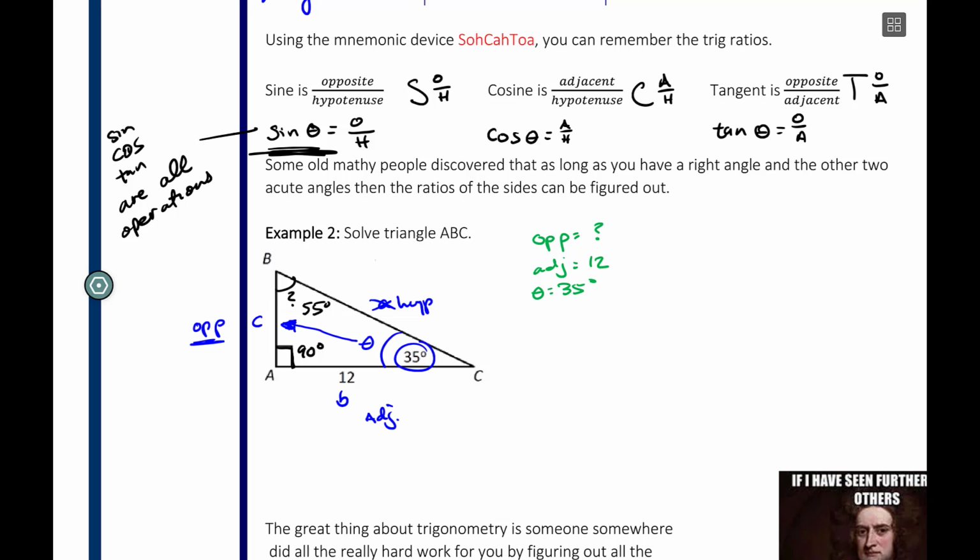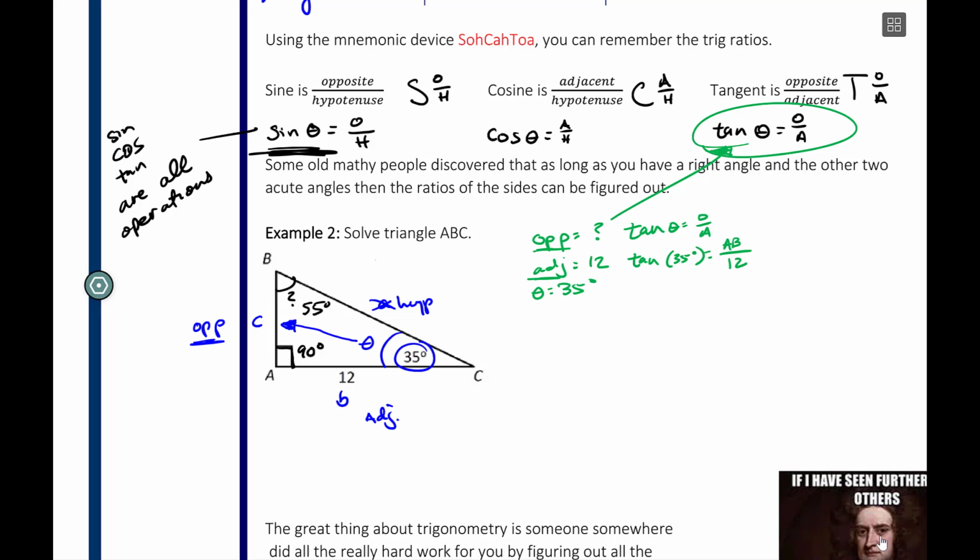Okay? So now what I have to do is see which of my trig ratios is going to utilize opposite and adjacent? And I can see pretty clearly that that's going to be tangent. So we set it up where we say tangent of theta is opposite over adjacent. And we can say then that tangent of 35 degrees is going to equal my opposite side, which is unknown. We'll call that side AB, over my adjacent side, which is 12.